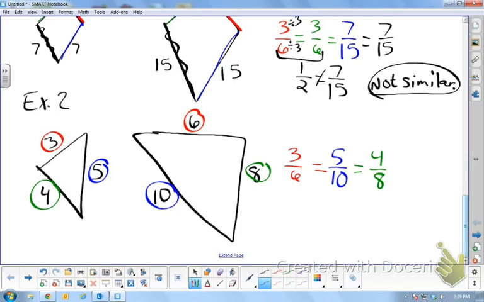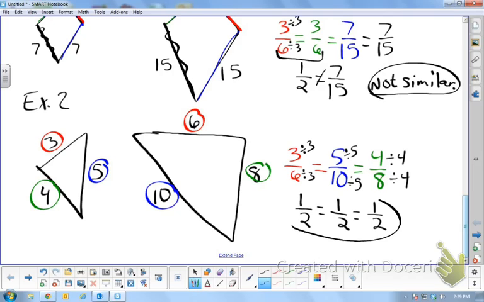And now we have to reduce each of these fractions to see if they're the same. The first one can divide by 3, which gives us 1/2. The second one can divide by 5, which gives us 1/2. So far, we're good. And then we divide both by 4, which also gives us 1/2. They all match. So these two shapes are similar. They are the exact same shape, just one has been made bigger, and it's been rotated around some.